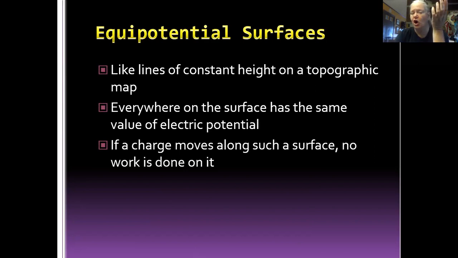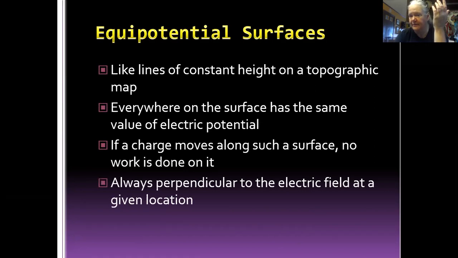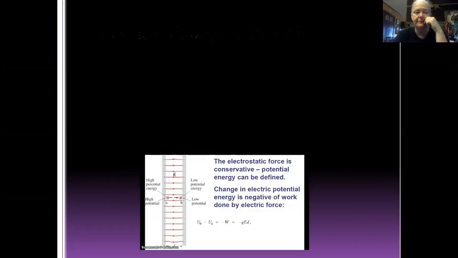Okay, so if a charge moves along such a surface, there's no electrical work done because we're not changing basically our electrical height. Now, the equipotential surfaces are always perpendicular to the electric field at a given location. So if you go back and think about our point charge, which had the electric fields pointing radially outward like sunburst rays or radially inward, depending on if it was positive or negative, what that means is the equipotential surfaces there are spheres. They're nested spheres around that charge. So as long as you stay on that surface, no work is done.